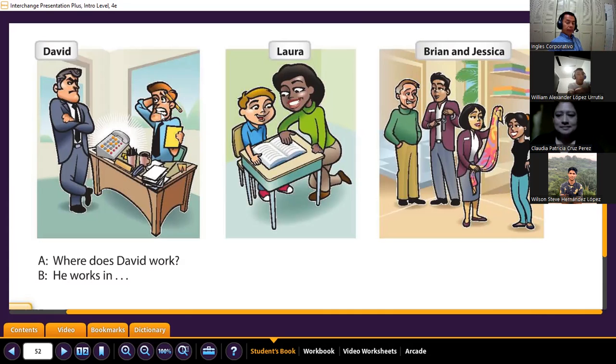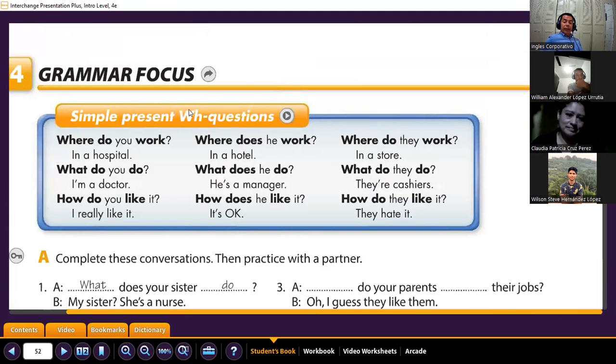Next question. Look at this, right? Vamos a ver el ejemplo aquí. Question one, Claudia. Where does she work? Como es una ella, digamos, where does she work? What does she do? Y how does she like it? Estas son las tres preguntas que va a hacer. Solo que en lugar de ponerle he, le va a poner she. Where does she work? What does she do? And how does she like it? Yes? Okay, good.